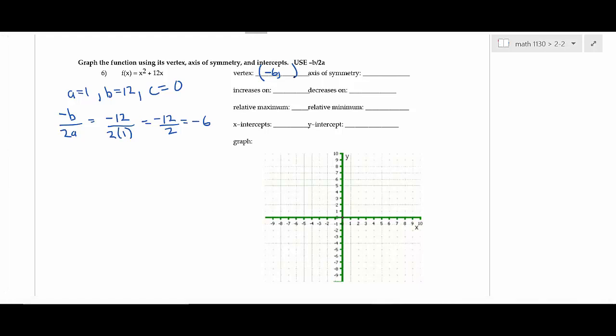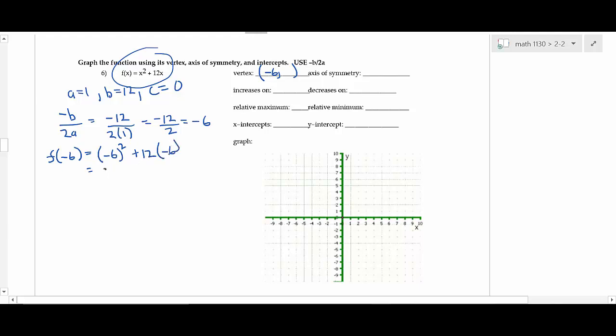Plug it into the function to find the y value. So the next thing you do is f of negative 6 to evaluate the function. So you're going to go back to the function. You don't need to complete the square. You would have negative 6 squared plus 12 times negative 6. So let's see, that's 36 minus 72. So that's negative 36. Okay, so it looks like the vertex on this one would be the point negative 6, negative 36. Okay, all right. What's the axis of symmetry? Okay, x equals negative 6.